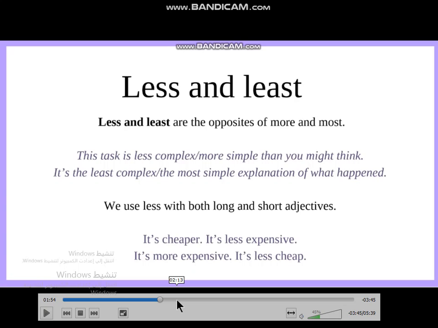Less and least. Less and least are the opposites of more and most. Let me take an example. This task is less complex, more simple than you might think.